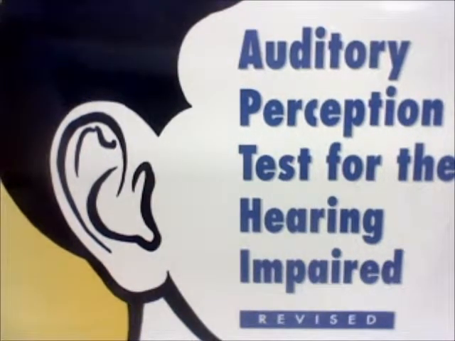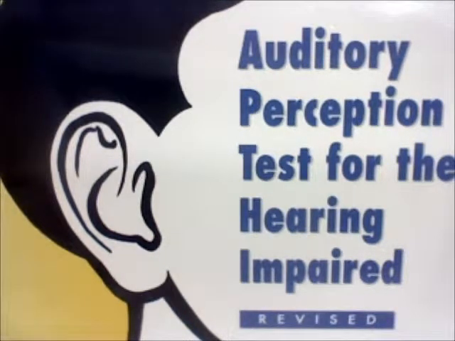This test is called the APT-HI, which is the Auditory Perception Test for the Hearing Impaired, revised. The author is Susan G. Allen. The results of the test produce a profile of a child's auditory perception skills pertaining to speech perception capabilities, including detection, discrimination, identification, and comprehension.